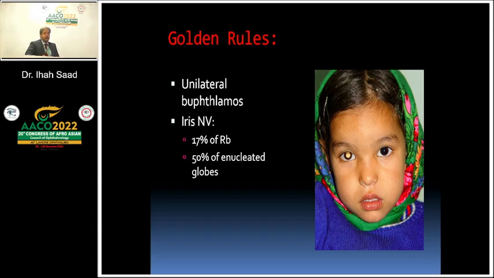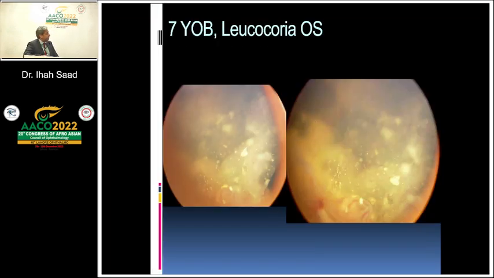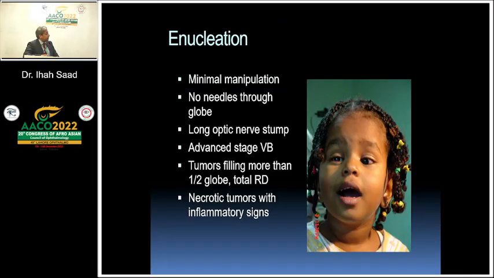There is no such case as unilateral ophthalmos. A secondary glaucoma unilaterally in a child is retinoblastoma until proven otherwise. And if you can appreciate the vitreous seeds here, do an enucleation and have a very quiet mind about it. If you do enucleation, do minimal enucleation. Never pass a needle through the globe, because if you open the globe, this child will be dead in 6 months' time. Get as long of an optic nerve stump as you can.